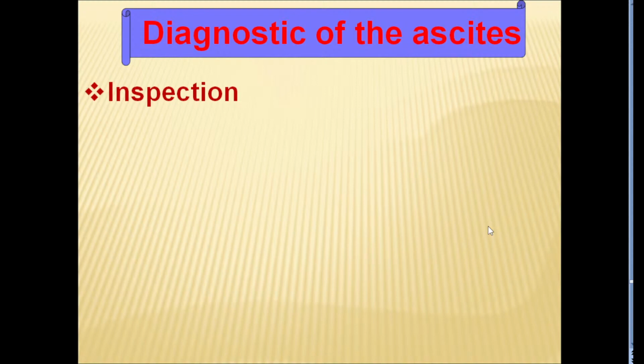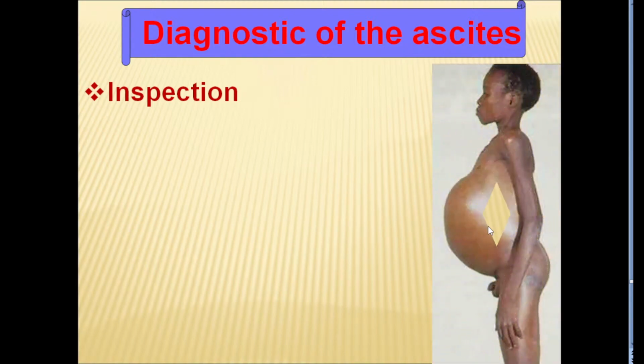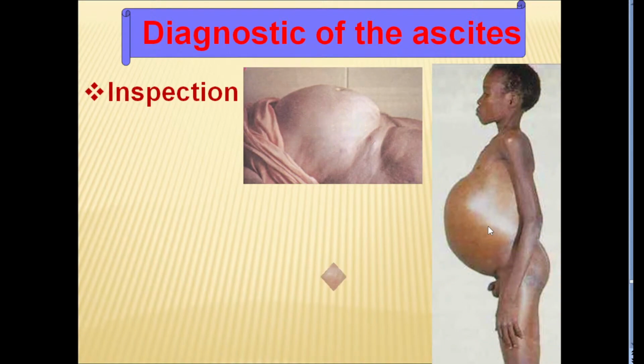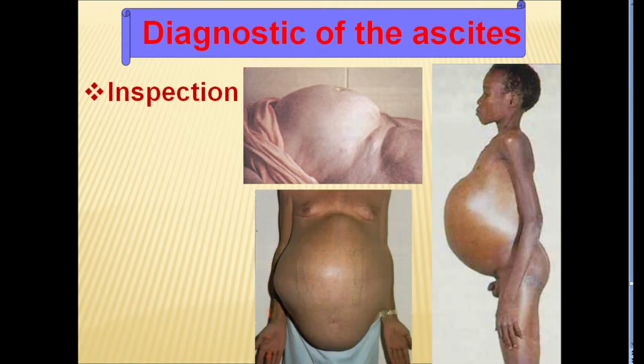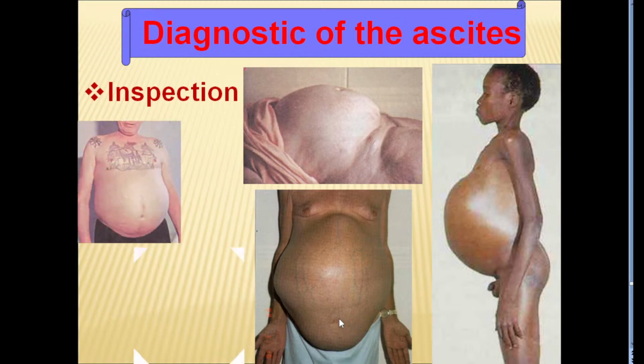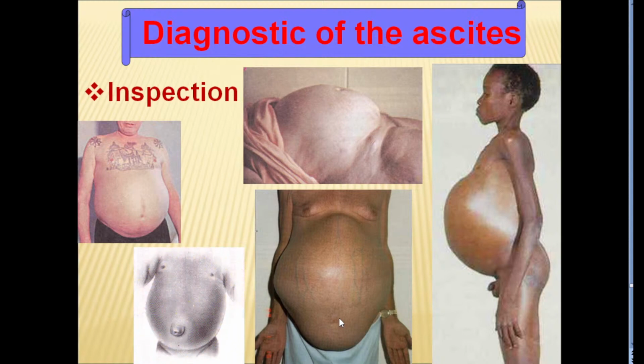Now we remember the complaints of the patient about an enlarged abdomen and some discomfort, heaviness. On inspection, the doctor will see an enlarged abdomen with a protruded navel and dilated veins, caput medusae, if the ascites is caused by portal hypertension. You see a protruded navel, which helps differentiate ascites from obesity.